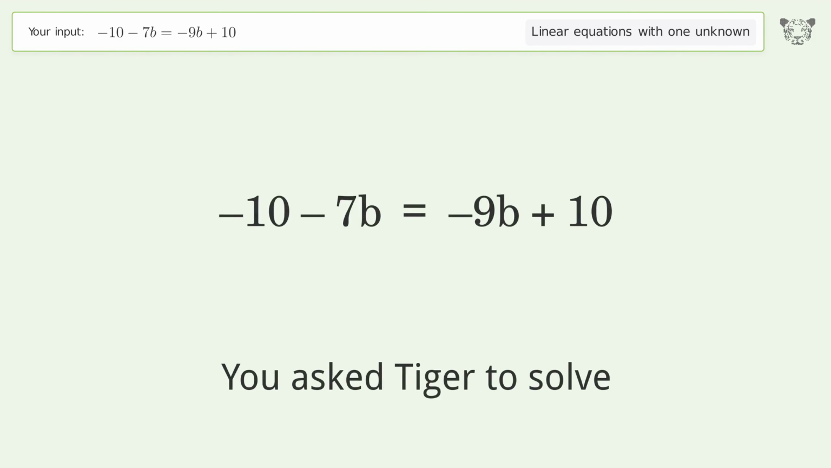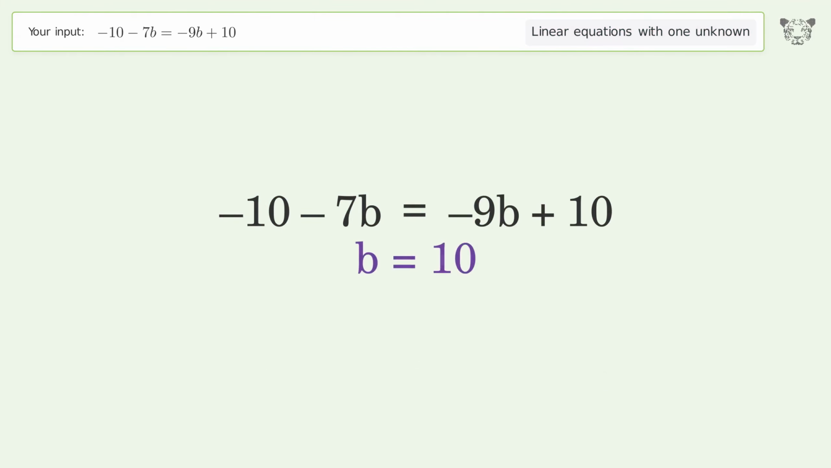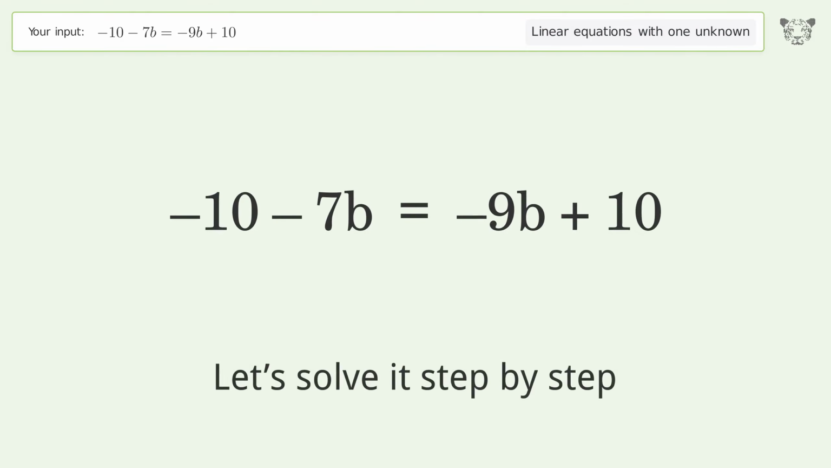You ask Tiger to solve. This deals with linear equations with one unknown. The final result is b equals 10. Let's solve it step by step.